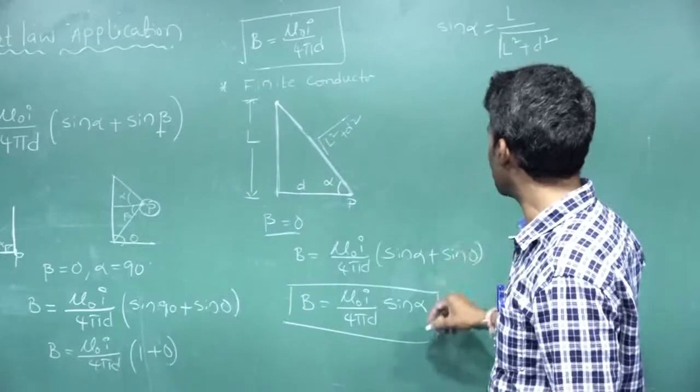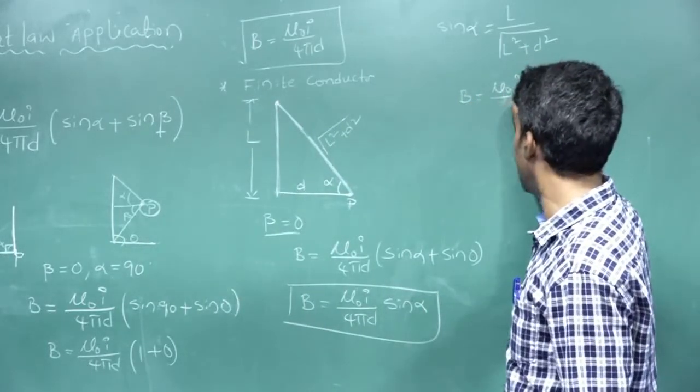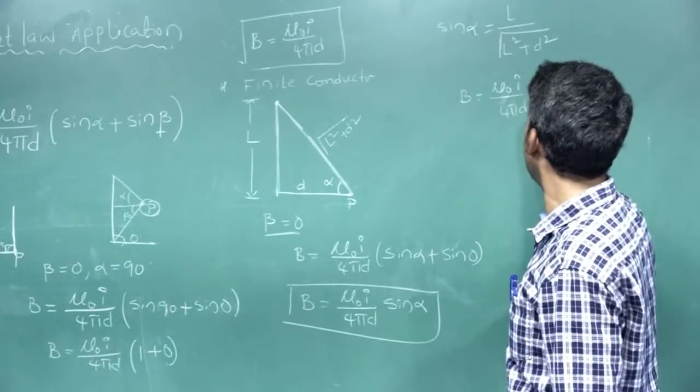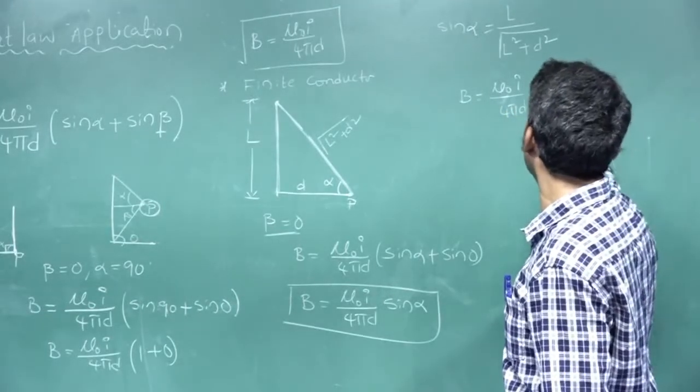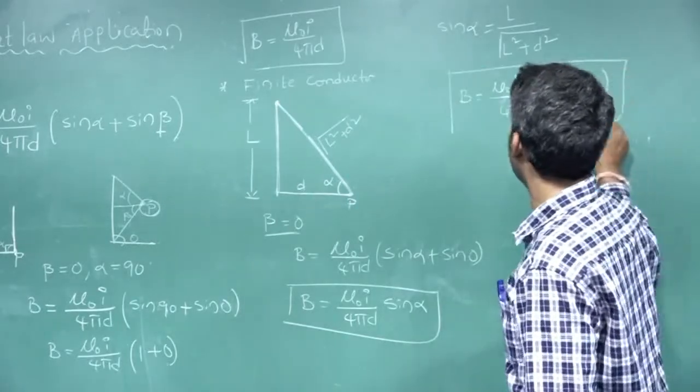Now substitute this equation here. B is equal to mu naught I divided by 4 pi d, into L divided by under root of L square plus d square. This is one more formula.